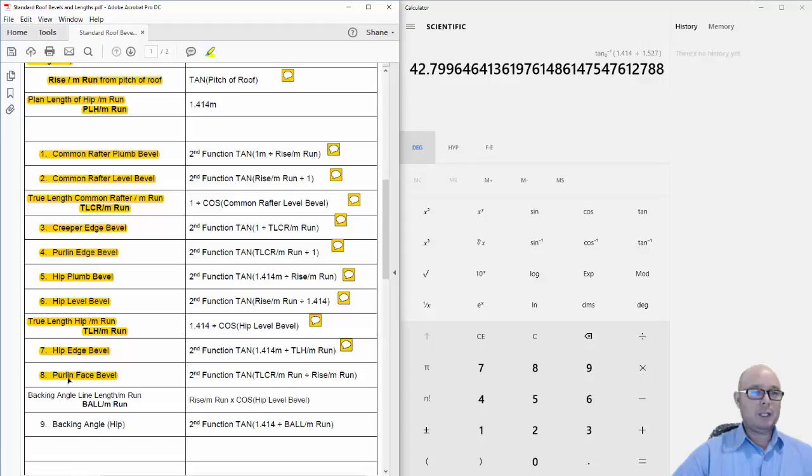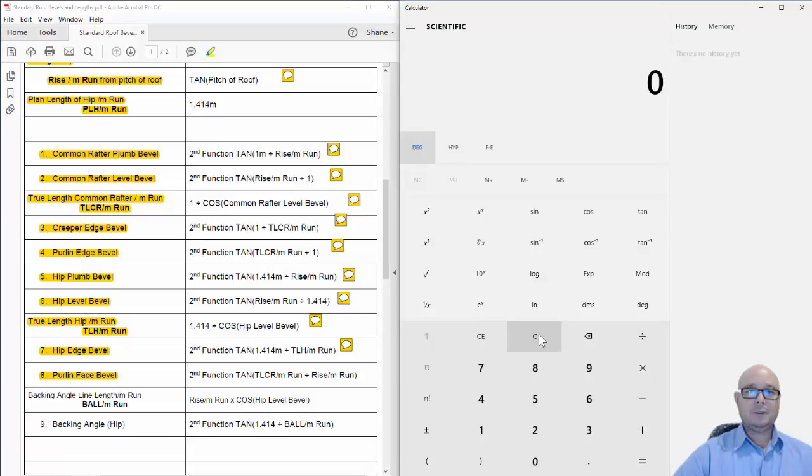We can move on to the next bevel now, which is bevel number 8, and that's the underpurlin face bevel. The formula for that is second function tan, and in brackets, true length of common rafter per metre run divided by the rise per metre run. So we've got the rise per metre run up here, and we've got the true length of common rafter per metre run just there, which is 1.155.